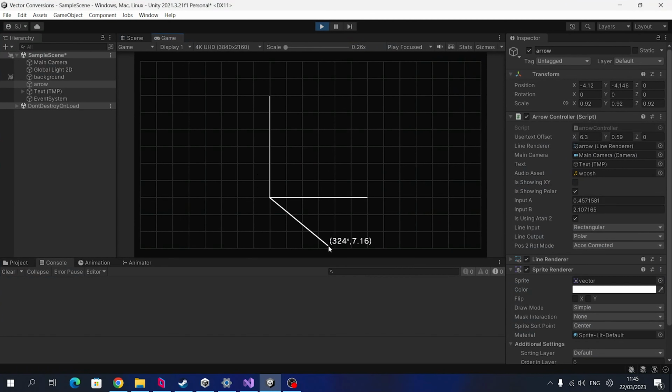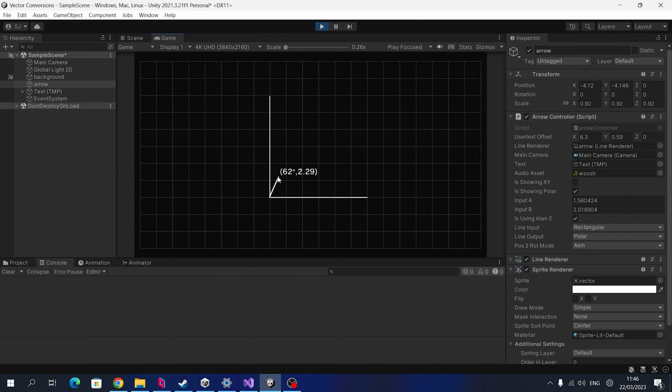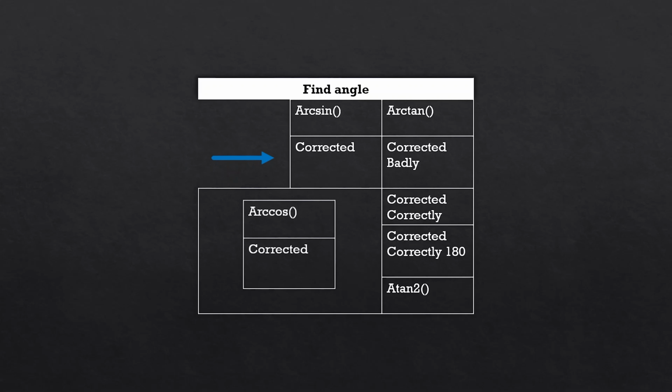As you can see, it works perfectly fine. Next, we have arcsine. So this is just a plain normal arcsine function. It's used how it's intended, and that's it. And as you can see, it's quite broken. Let's see how we can correct arcsine.